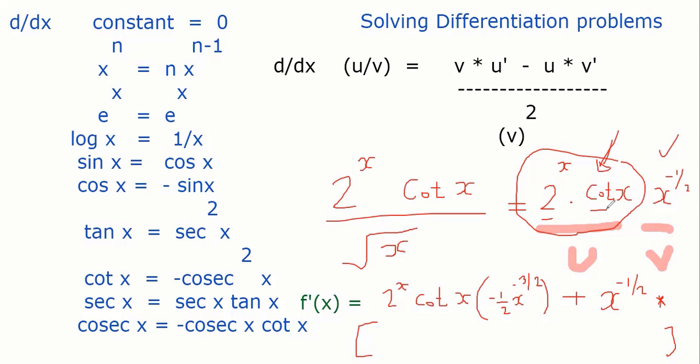So what is the differentiation of a to the power x? A to the power x is a to the power x log a, right, everybody? So differentiation of 2 to the power x. Here I am doing, this is u again and this is v. So first we'll do u into v dash. So u into v dash. What is the differentiation of cot x? Minus cosec square x. So minus cosec square x.